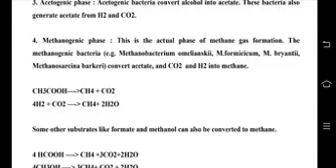Some other substrates like formate and methanol can also be converted to methane. Formate, 4HCOOH, produces methane. One molecule of methane plus two molecules of carbon dioxide plus two molecules of water are created from four molecules of formate. Then methanol, CH3OH: four molecules of methanol produce three molecules of methane plus one molecule of carbon dioxide and two molecules of water.